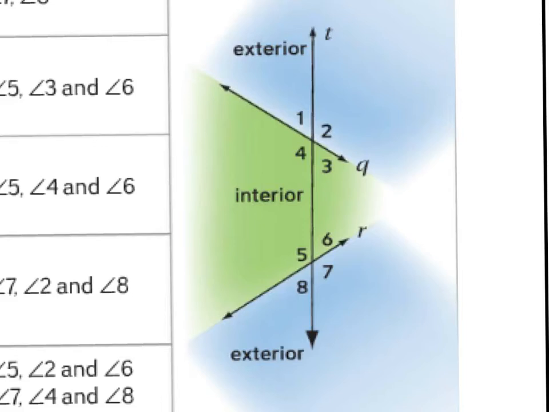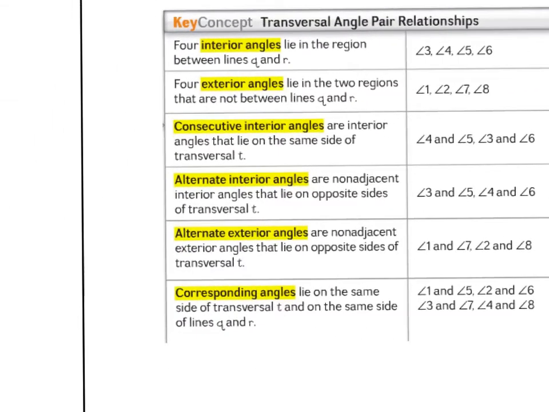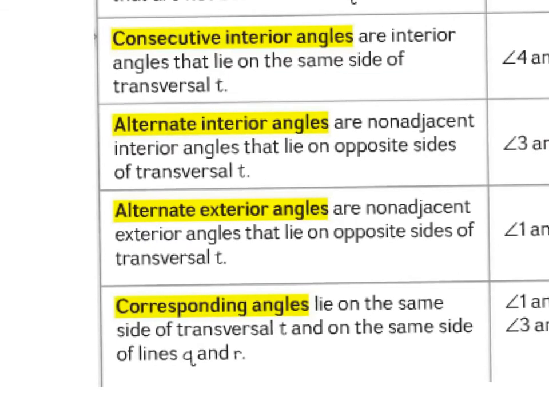First off, let's talk about what is an interior angle and what's an exterior angle. You'll see everything marked in the green here as interior. I like to think of the interior as the mouth of the angle. You can also consider it as the middle, between the two lines. And then the exterior is simply everything outside of the mouth or outside of the middle. Then we have these 4 terms to go over: consecutive interior, alternate interior, alternate exterior, and corresponding angles.